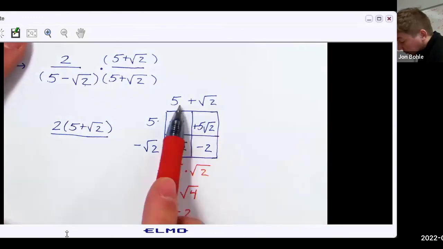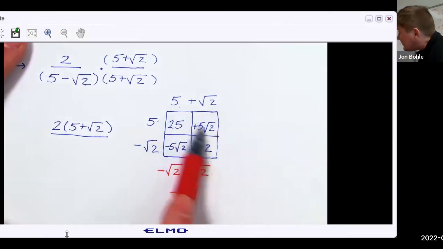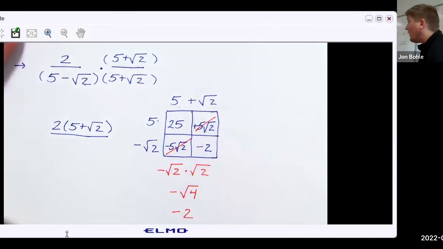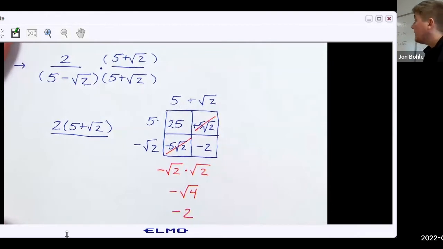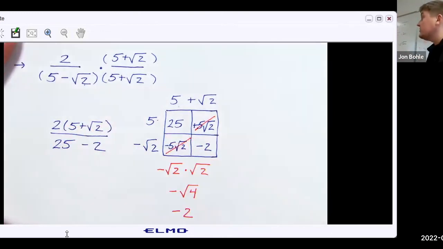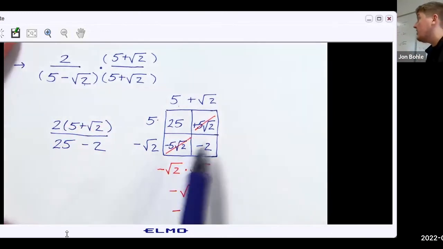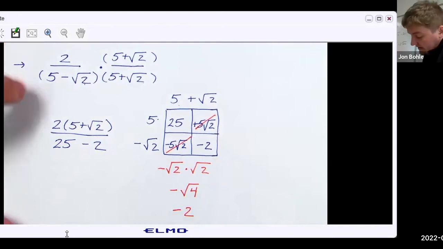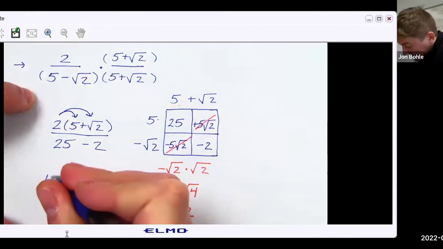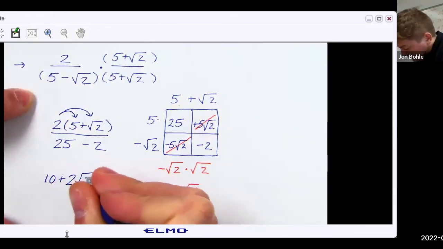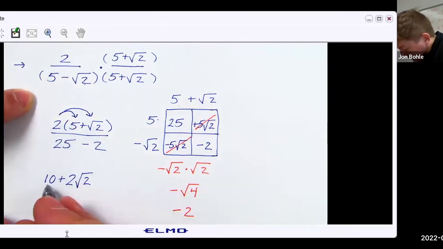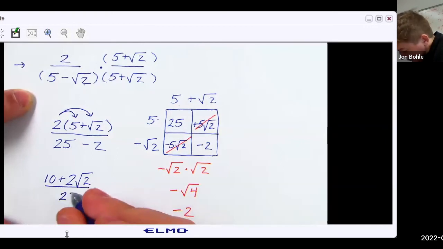So again, why did we multiply by the conjugate? Because if I add all these together, these are opposites of each other and cancel out. So what am I left with on the bottom of my fraction here? Which is 23. 25 minus 2. This is why we multiply by the conjugate, because my square roots all cancel off. So then all that's left for me to do is simplify. Distributive property. 10 plus 2 square roots of 2. Right, because 2 times the square root of 2 is 2 of them. And then 25 minus 2 is 23.